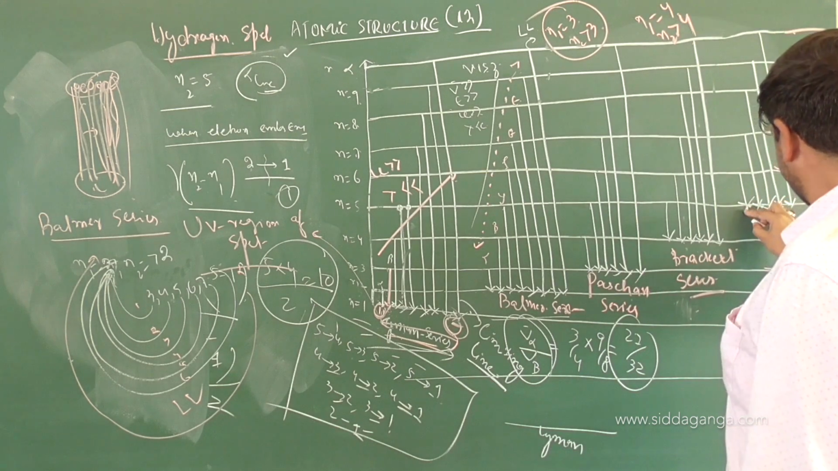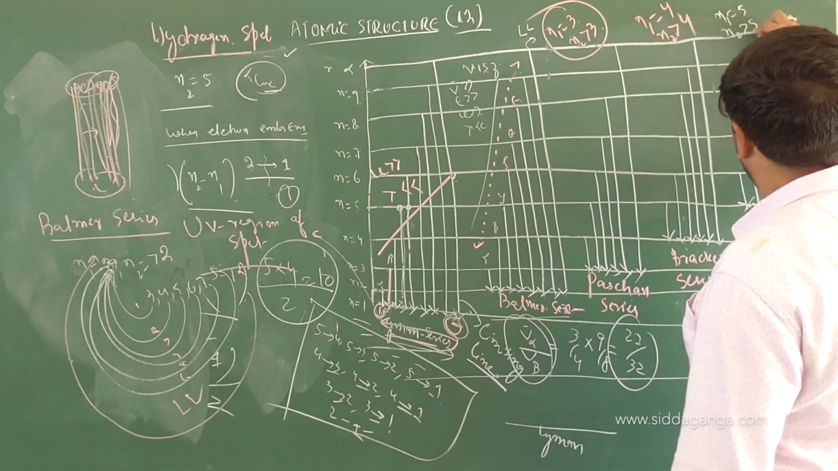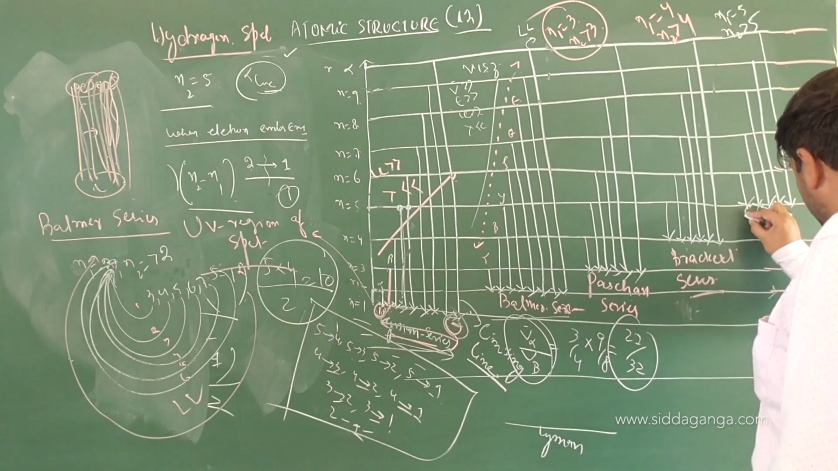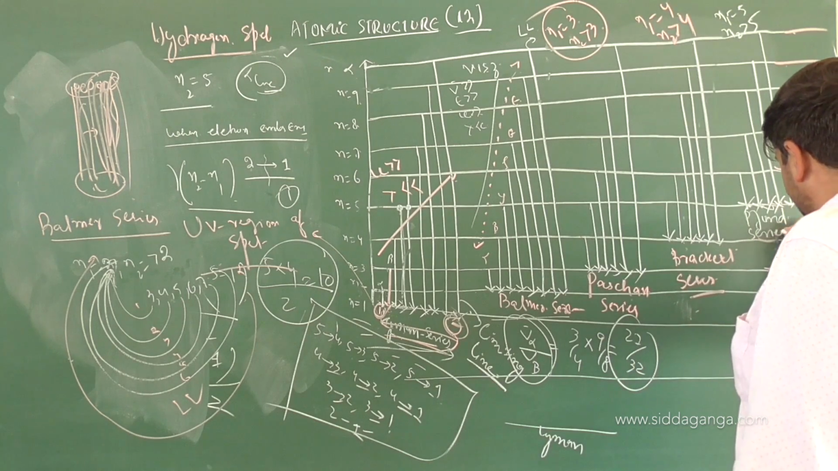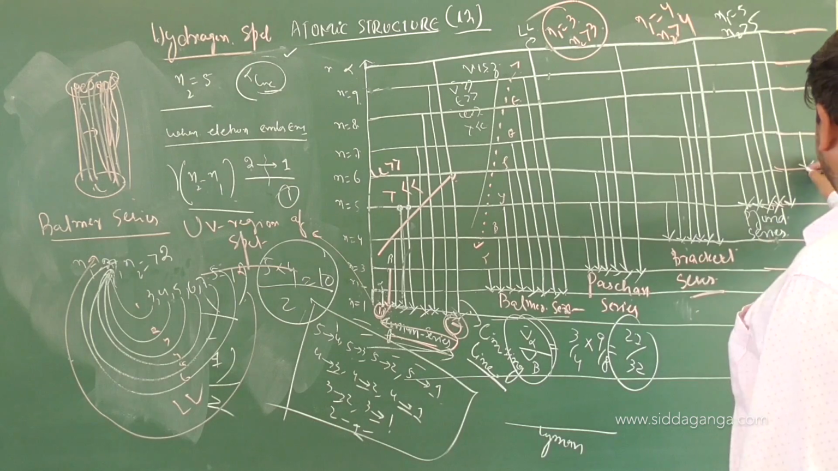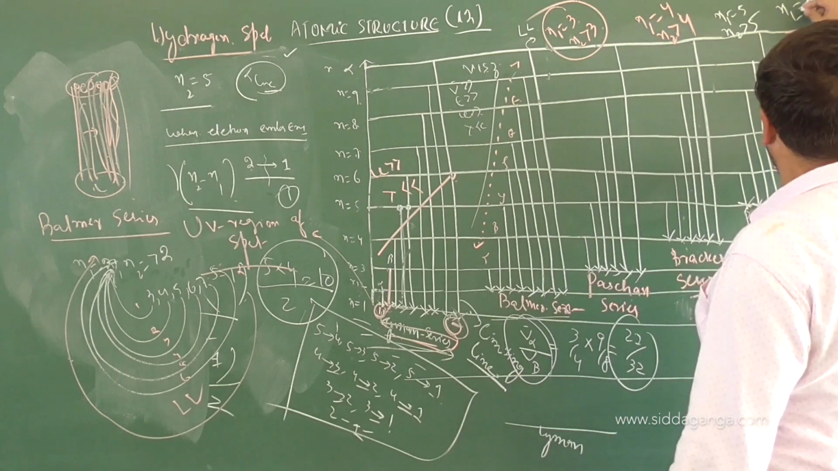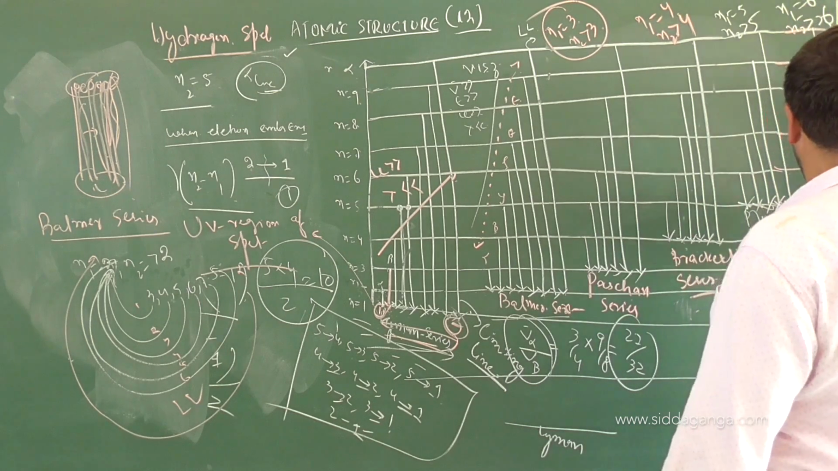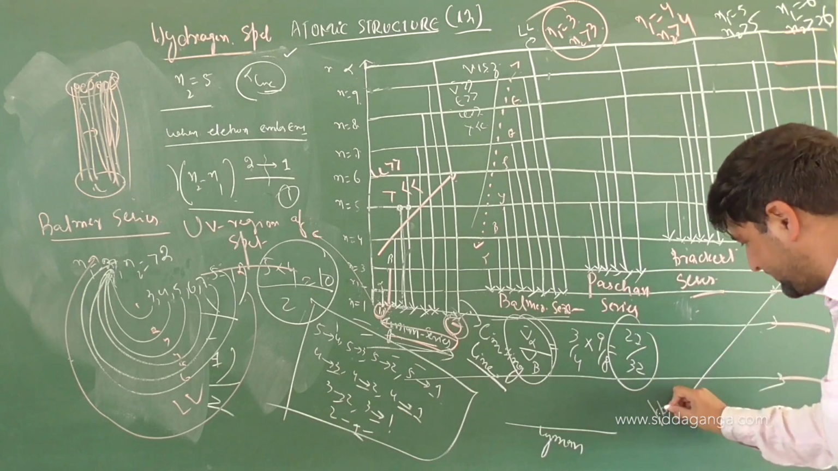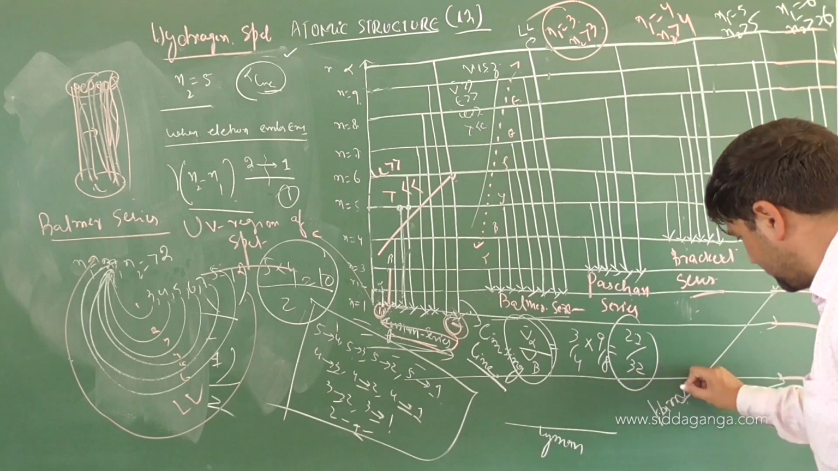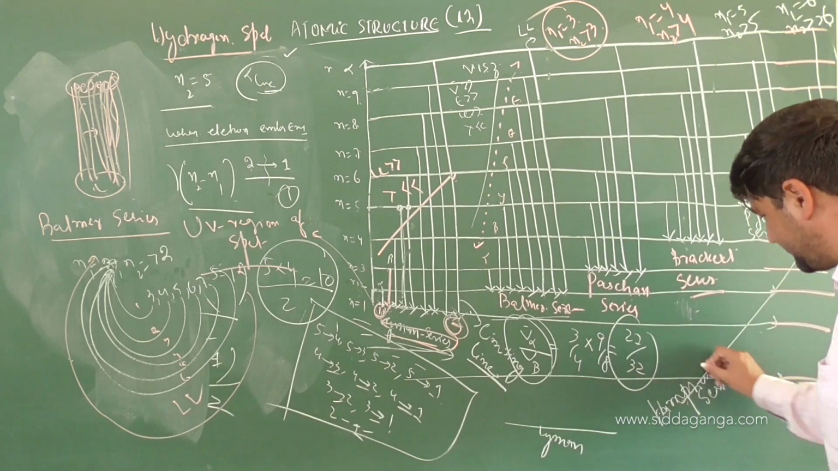Excellent children. So what is N1 here? 5. And what is N2? So N1 is 5 and N2 is more than 5. This is called the Pfund series. And then if you have N1 as 6, so what is N1 here? 6. And what is N2? More than 6. This is called the Humphrey series.